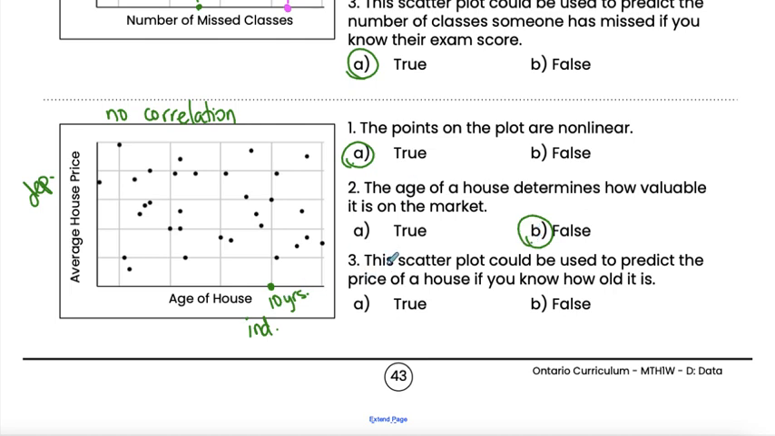Number 3, this scatter plot could be used to predict the price of a house if you know how old it is. Again, we can't determine that. So it would be false as well. Because there's no correlation, there's no information that I can glean from this scatter plot to state an opinion one way or the other.